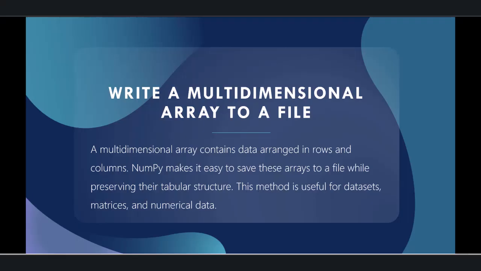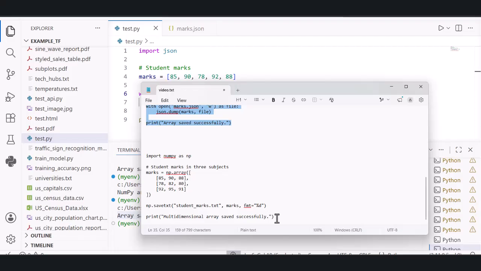Our last method is writing a multidimensional array to a file. So far, we have worked with 1D arrays. However, in real world applications, data is often organized in rows and columns, forming a multidimensional array. NumPy allows us to save these arrays directly to a file while keeping their structure, making them easy to read and useful later. Let's see an example for this method.